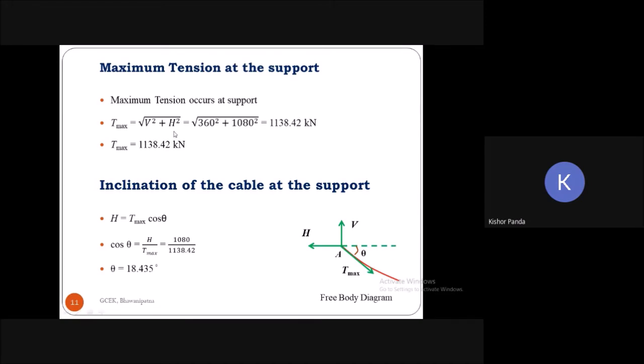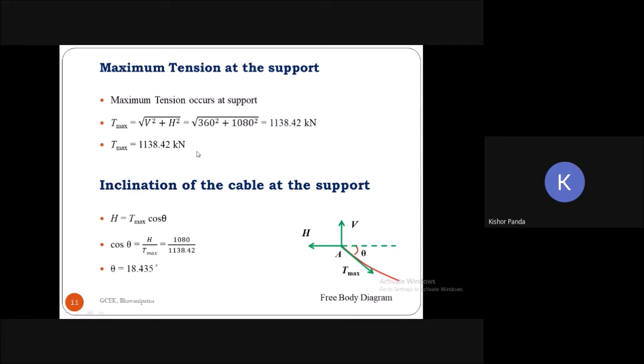But you know V and H values. V you got 360 kilonewton and H you got 1080 kilonewton. So T max is equal to root over of 360 square plus 1080 square, and this is equal to 1138.42 kilonewton. T max is equal to 1138.42 kilonewton.